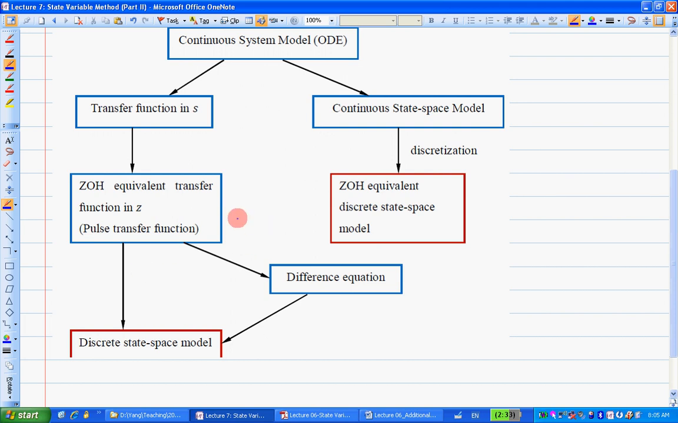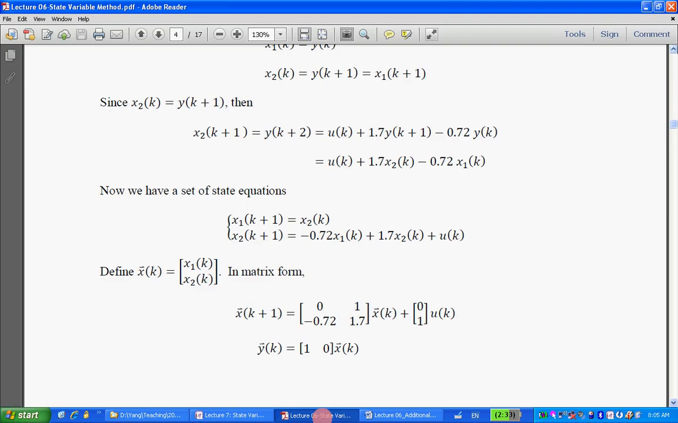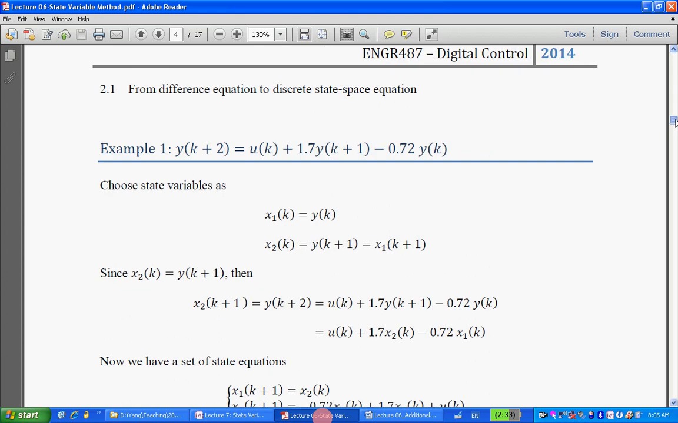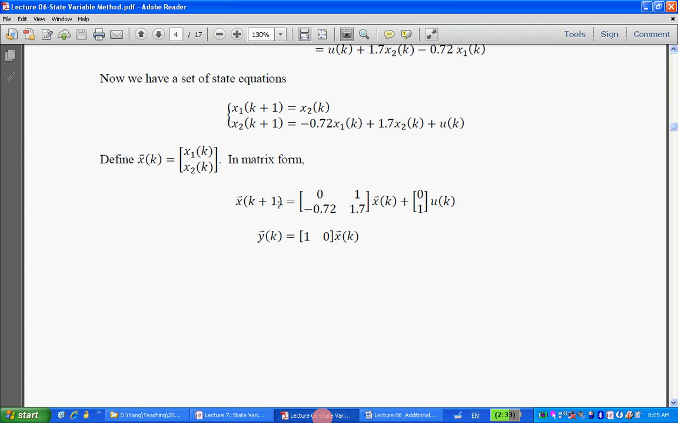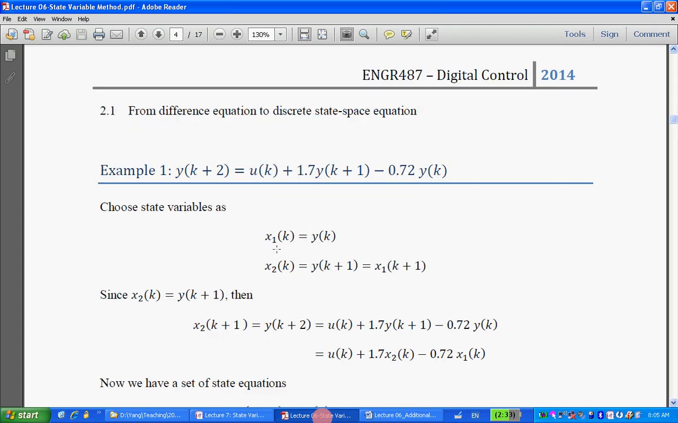In the previous lecture, we had two examples showing these two different ways of getting a discrete state space model. This example shows, given a difference equation, how you would pick the state variables and eventually end up with the state space equation. Take a look at the lecture notes. But bearing in mind, the way to pick the state variables is not unique. This is just one way of picking state variables here.